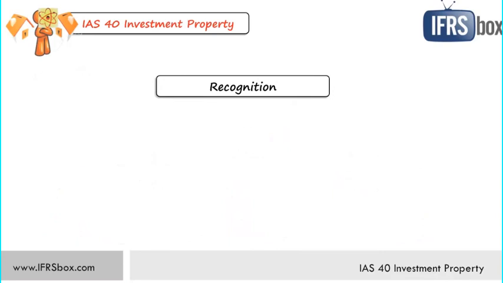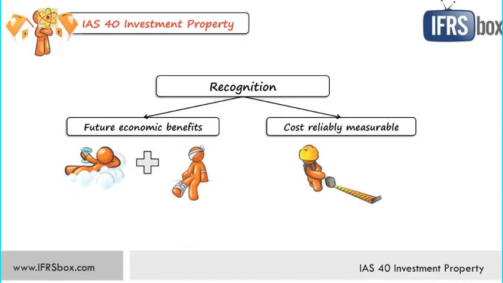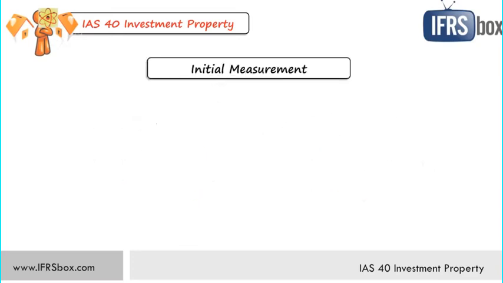You can do it when two conditions are met. It is probable that the future economic benefits that are associated with the investment property will flow to the entity. Well, think about associated rewards and risks. And the cost of the investment property can be measured reliably. This rule is very similar to the rule in IAS 16 for property, plant, and equipment, so maybe you are familiar with that. How do we measure investment property initially?